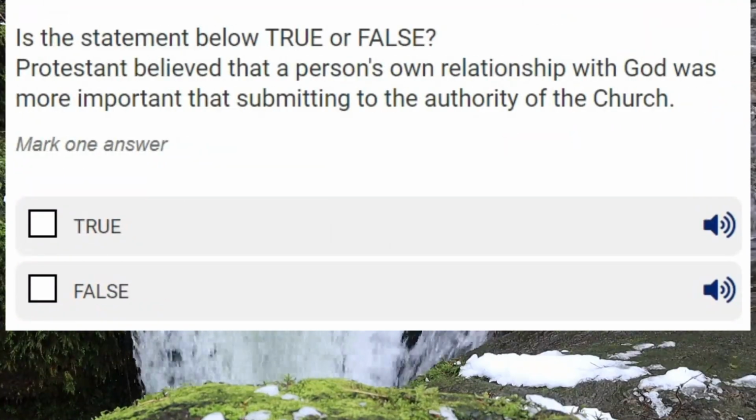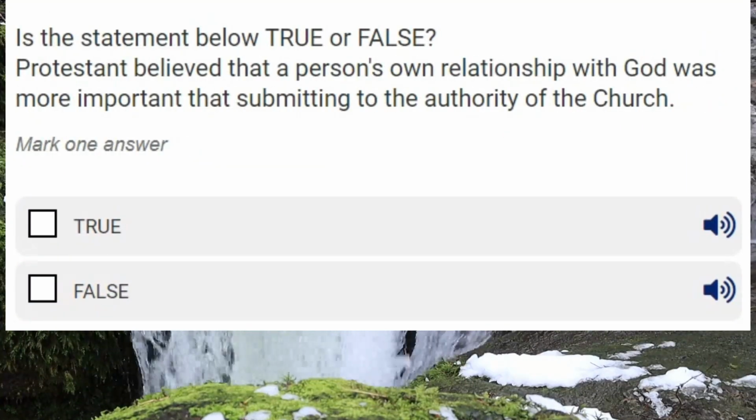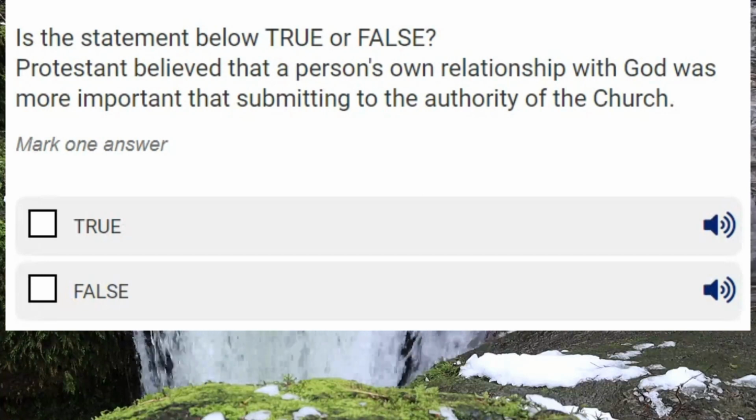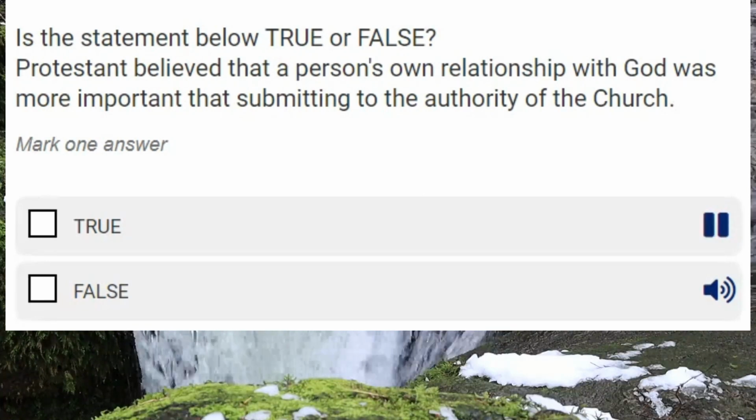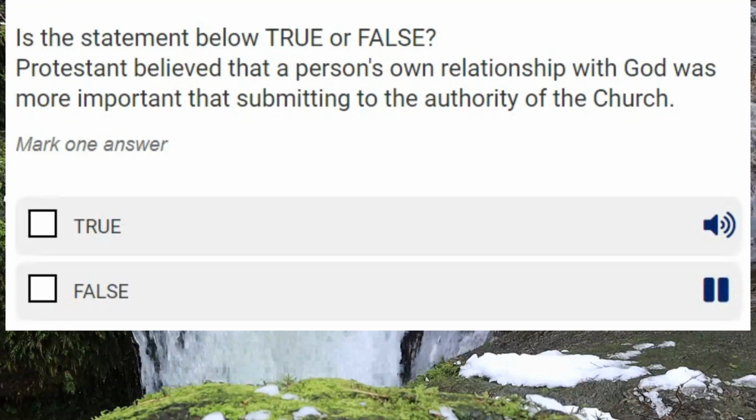Is the statement below true or false? Protestants believed that a person's own relationship with God was more important than submitting to the authority of the Church. True. False. The correct answer is true.